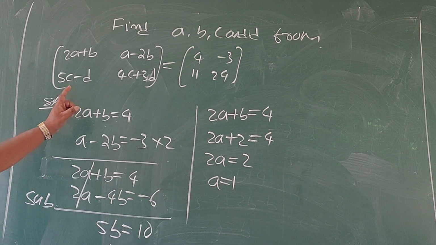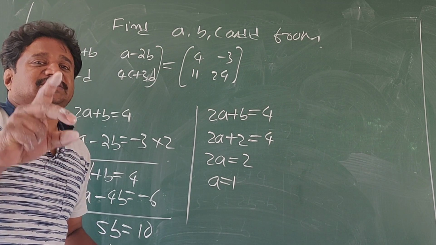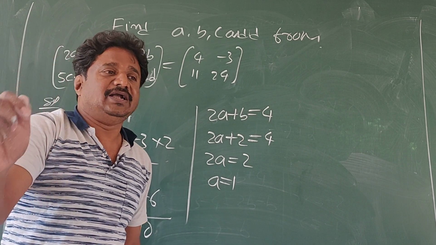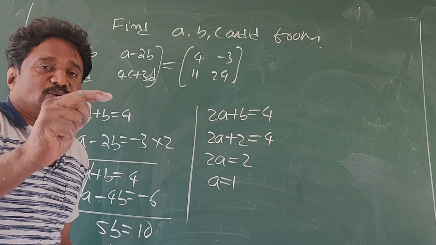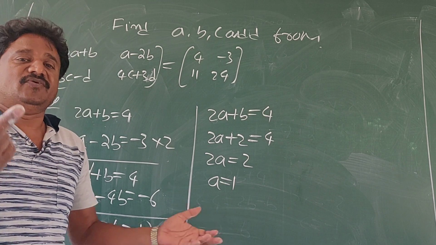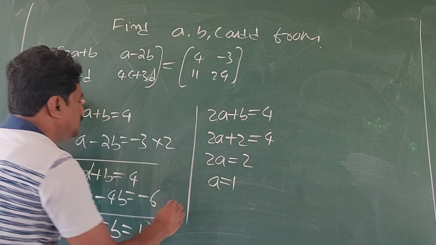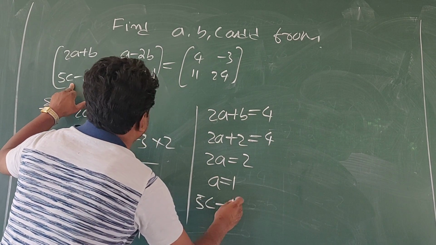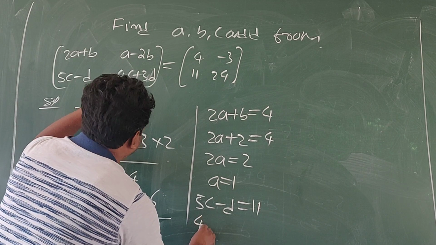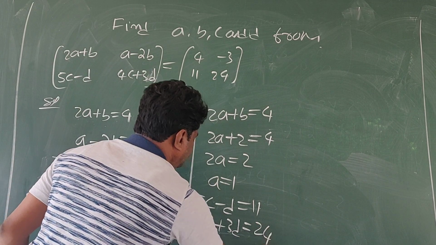To find out C and D, again you collect two linear equations in C and D. On solving them, you will get C and D also. Here we have 5C minus D is equal to 11. One more equation, 4C plus 3D is equal to 24.